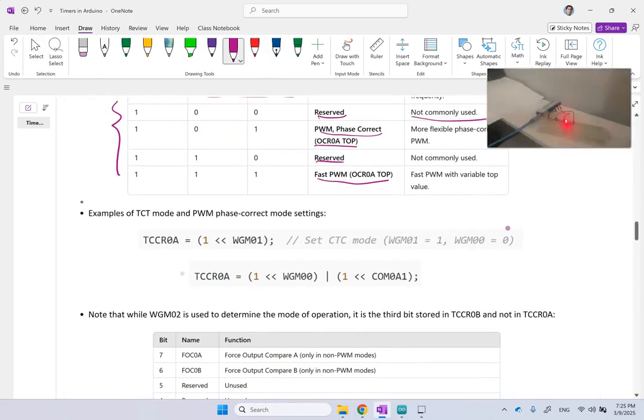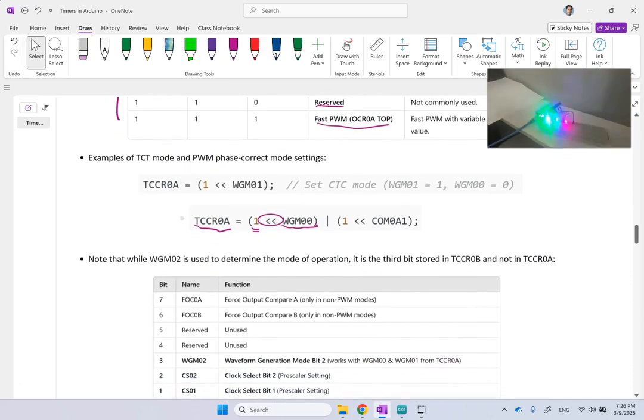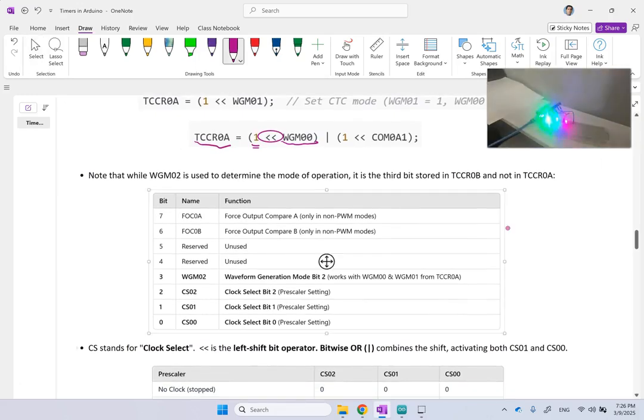Look, it says TCCRA is WGM00, this symbol, and 1. What is that symbol? Have you seen that symbol anywhere? You might say, well, yeah, I guess that's a bit operation, right? What bit operation? You are right. It's a left shift bit operator.